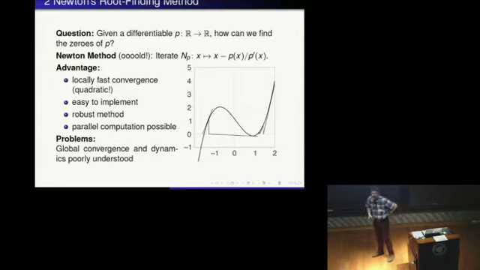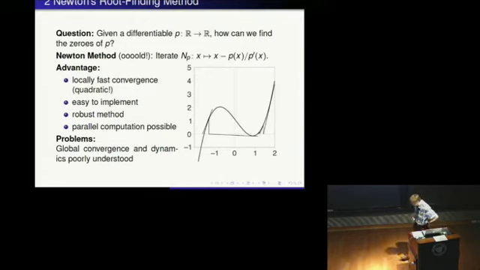It's well known locally, it's extremely fast, so once you're near a root, then you will, at least if the root is simple, converge quadratically. That means the number of valid digits doubles in every iteration step. Perfect, you would say. It's easy to implement. It's very robust. It's a hyperbolic dynamical system. Usually it's stable under perturbations. And you can run it in parallel. So it's the perfect method, at least locally.